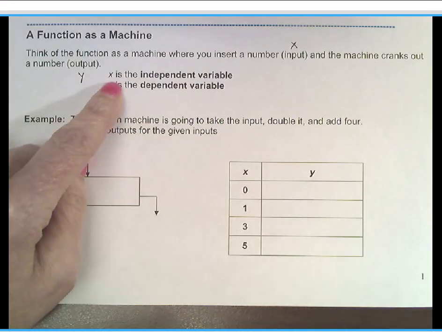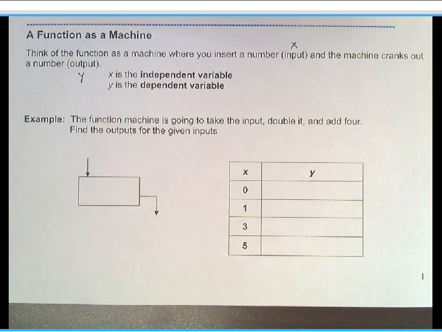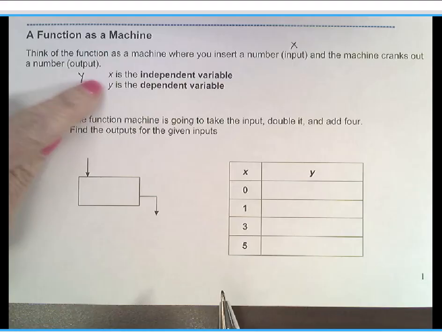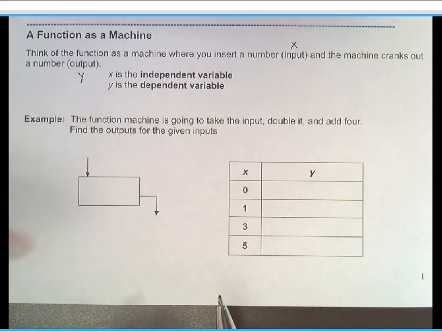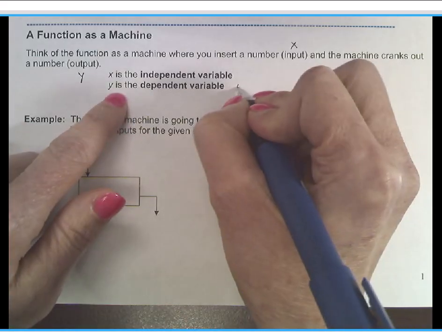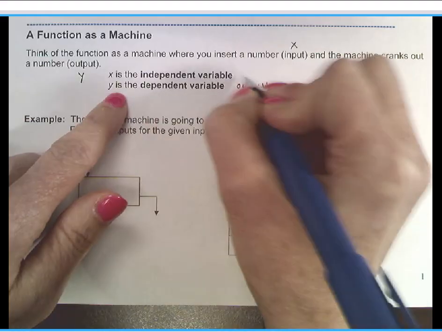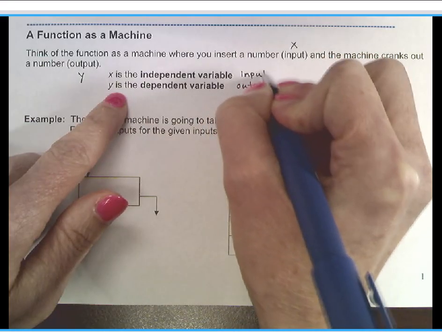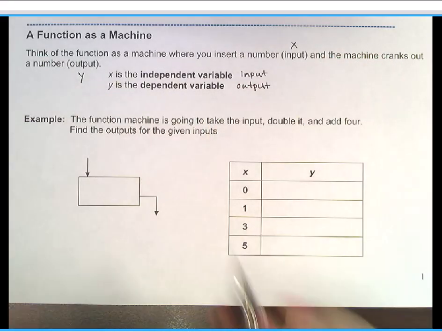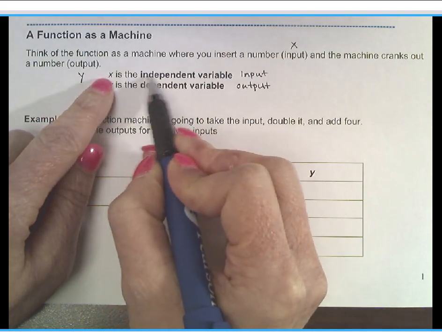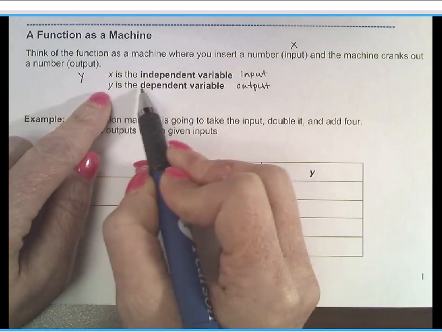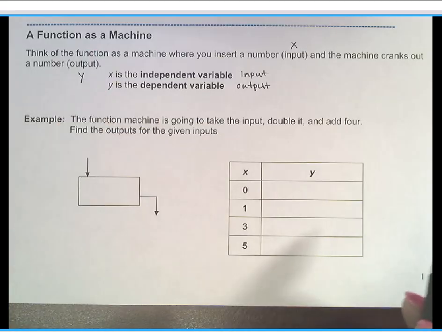X is also called the independent variable because X is anything you want it to be, completely independent of everything else. You can stick anything you want into the function. But the Y that comes out depends on the X that you put in. So the output here depends on the input that you used. So X is the independent input, Y is dependent, and it's the output.